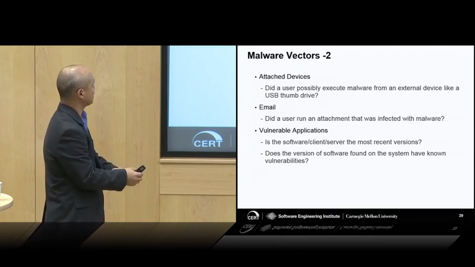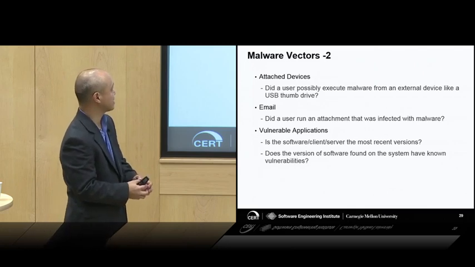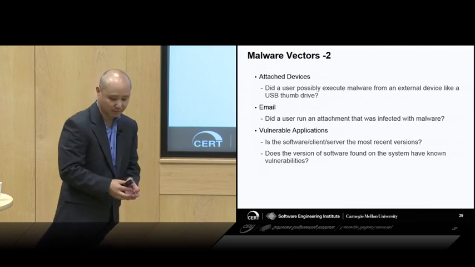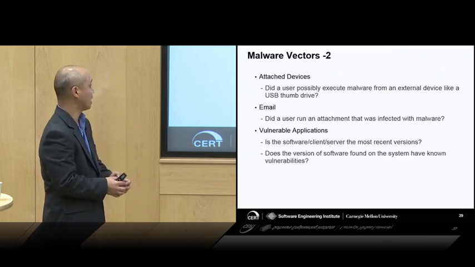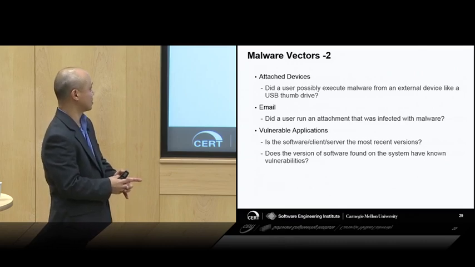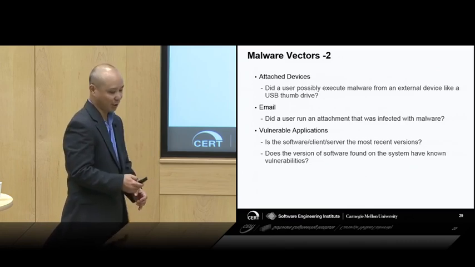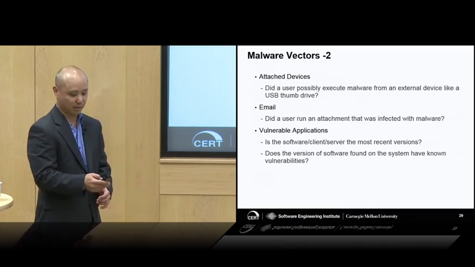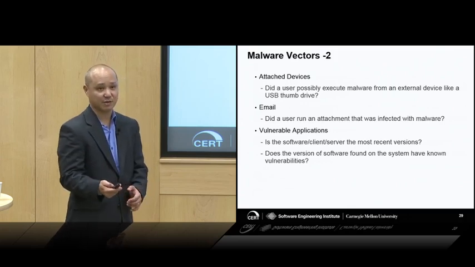Vulnerable applications. Is the software or client server the most recent version? Because even one version back, sometimes there's an exploit there that has not been taken care of. So try to get the most recent. And does that version of software have known vulnerabilities? You can go to the exploit database that I just showed you during the last segment and look up that version.